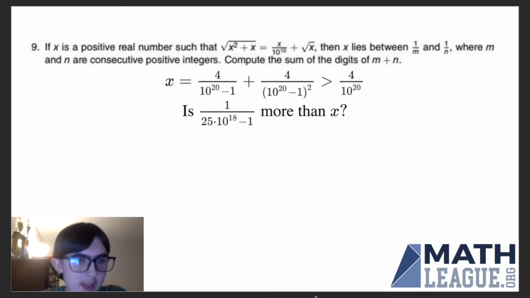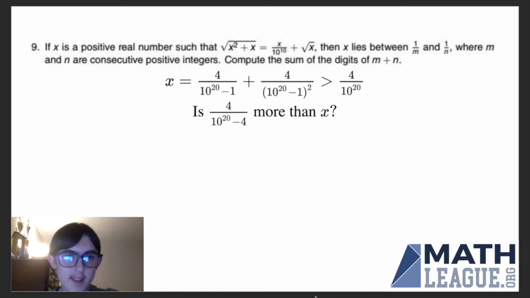And to make the numerators match, we can instead consider 4 over 10 to the 20th minus 4. That way we have 4s that match the other 4s. So this happens, we'll get that 4 over 10 to the 20th minus 4 is more than x if and only if 4 over 10 to the 20th minus 4 minus 4 over 10 to the 20th minus 1 is greater than 4 over 10 to the 20th minus 1 squared.